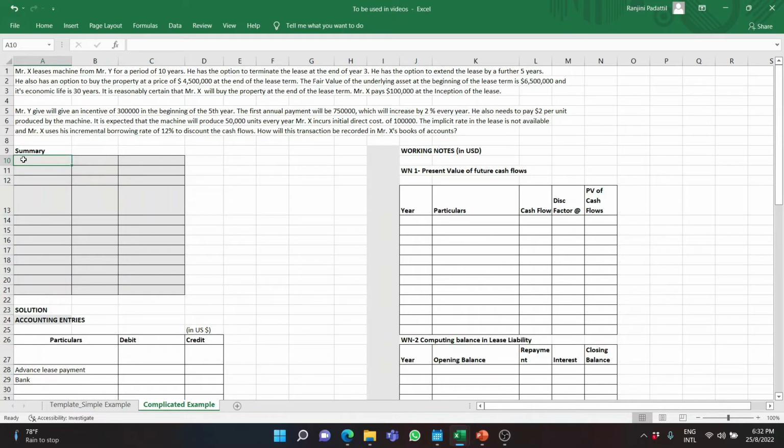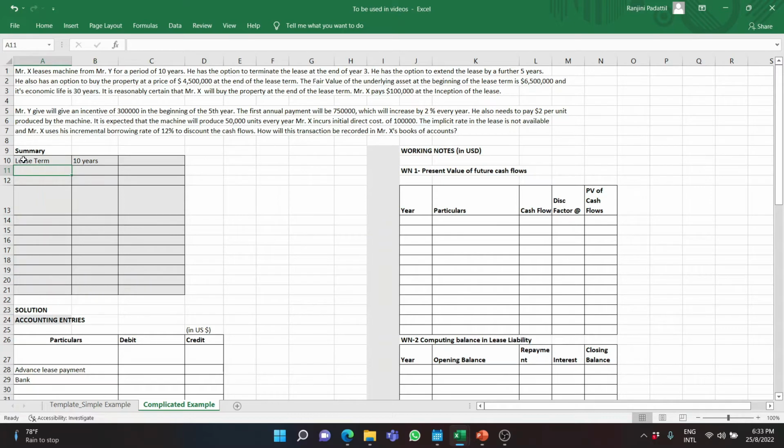Okay, let's do a summary. Let's go one by one. First of all, we know that Mr. X leases the machine for a period of 10 years. He has the option to terminate the lease at the end of year 3. It is reasonably certain that he will buy the asset. So there's no question of him terminating the lease. He has the option to extend the lease by a further 5 years. This again is not relevant. Why? Because we know that at the end of the lease term, he intends to buy. So in this case, the lease term is the original lease term of 10 years.